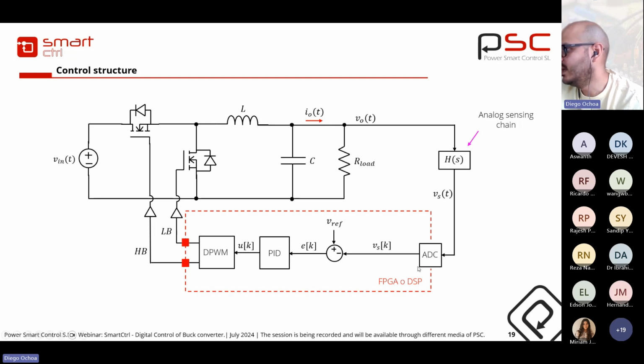After that, we have some sample and hold that is represented by the ADC. And here we have to consider the gain of the ADC, which depends on the number of bits. So here we have to calculate the error, and then we have a PID compensator, and also we have the modulator in a digital platform. So all these blocks are inside the FPGA or the DSP.